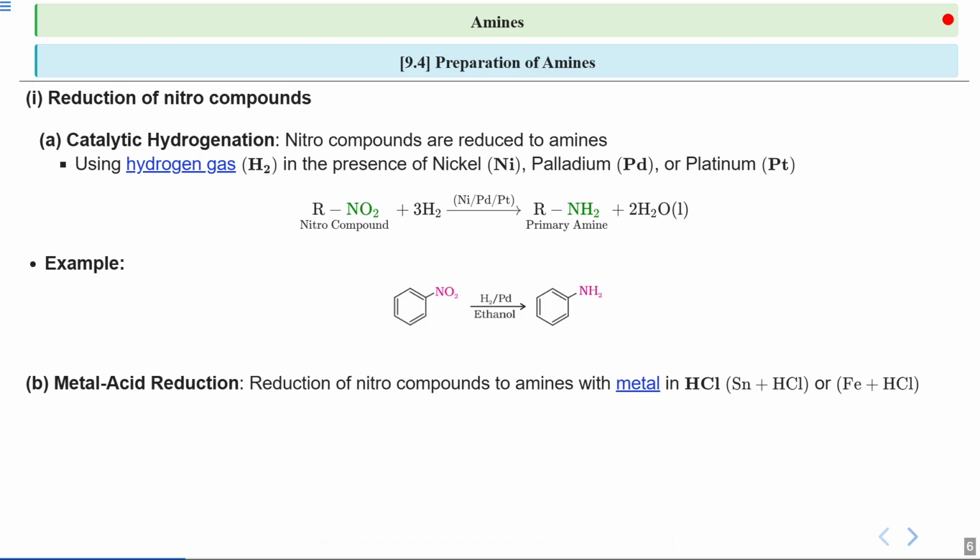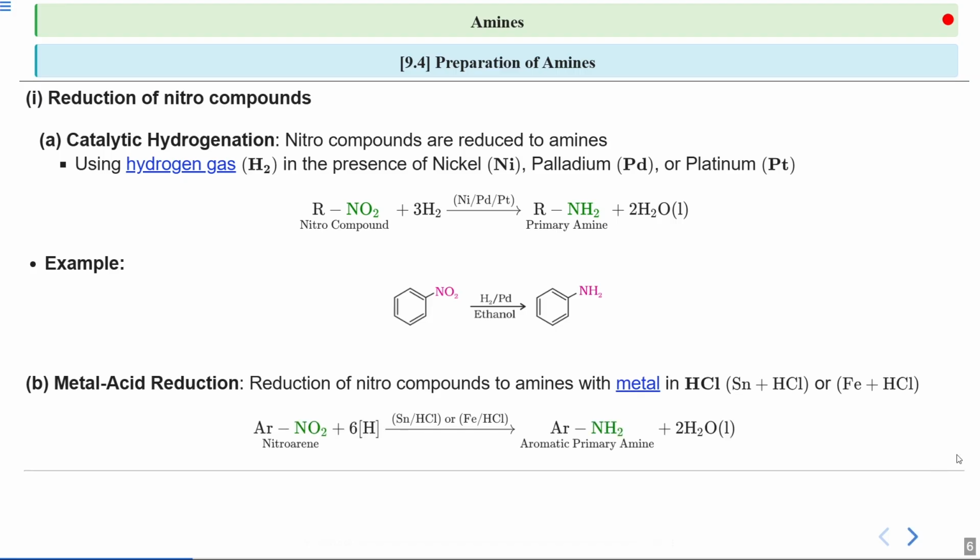Next, we are going to see the second method, which is metal acid reduction. In this process, we use a metal like tin (Sn) or iron (Fe), along with hydrochloric acid, that is Sn plus HCl or Fe plus HCl, to reduce nitro compounds to amines. In this reaction, the metal donates electrons and the acid provides hydrogen ions, and they work together to convert the NO2 group to the NH2 group.